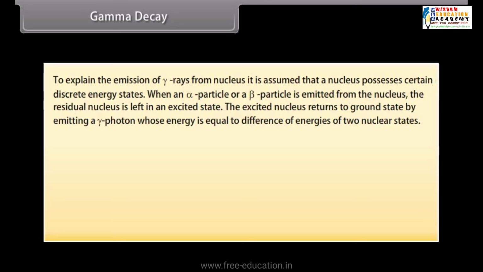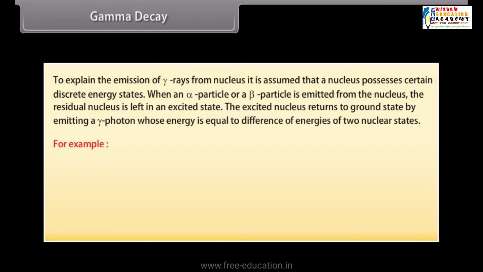Gamma decay. To explain the emission of gamma rays from the nucleus, it is assumed that a nucleus possesses certain discrete energy states. When an alpha particle or a beta particle is emitted from the nucleus, the residual nucleus is left in an excited state. The excited nucleus returns to ground state by emitting a gamma photon, whose energy is equal to the difference of energies of the two nuclear states.